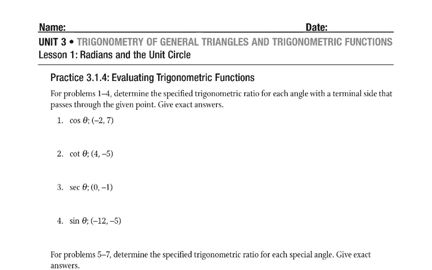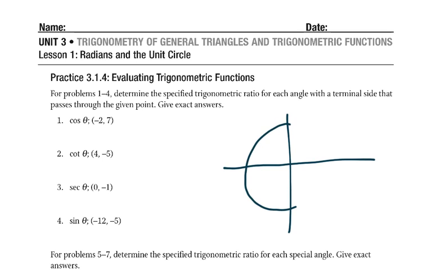Math 3, practice 3.1.4, evaluating trig functions. Okay, so the first four, we're given a specific point. We want to find essentially their reference angle, the trig ratio for it, kind of. So, let's think of it kind of like that unit circle idea.